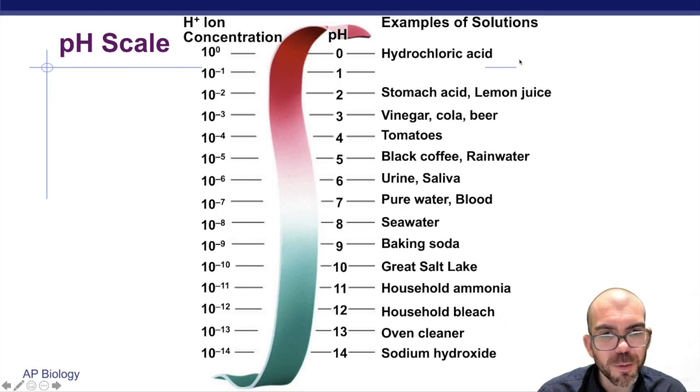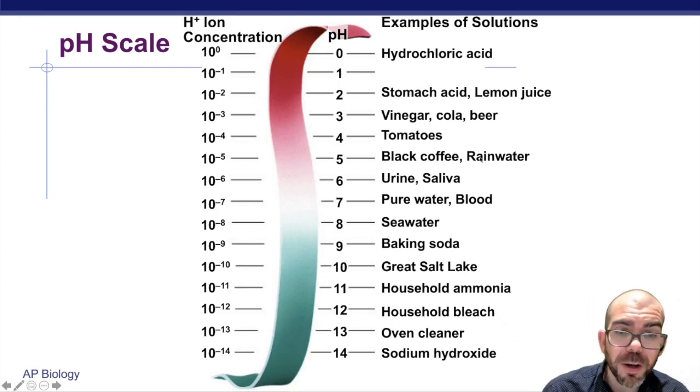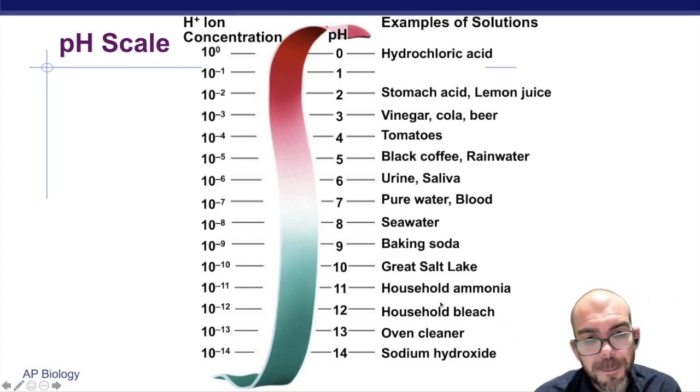Vinegar is acidic, black coffee, rainwater. Urine's acidic, by the way. Don't believe me, pee on baking soda, see what happens. Baking soda is a base, ammonia, house cleaner, bleach.